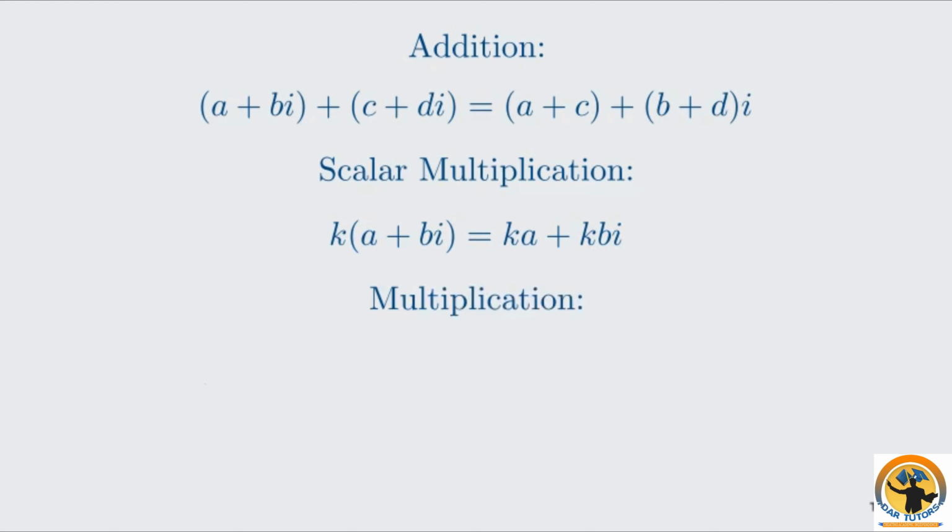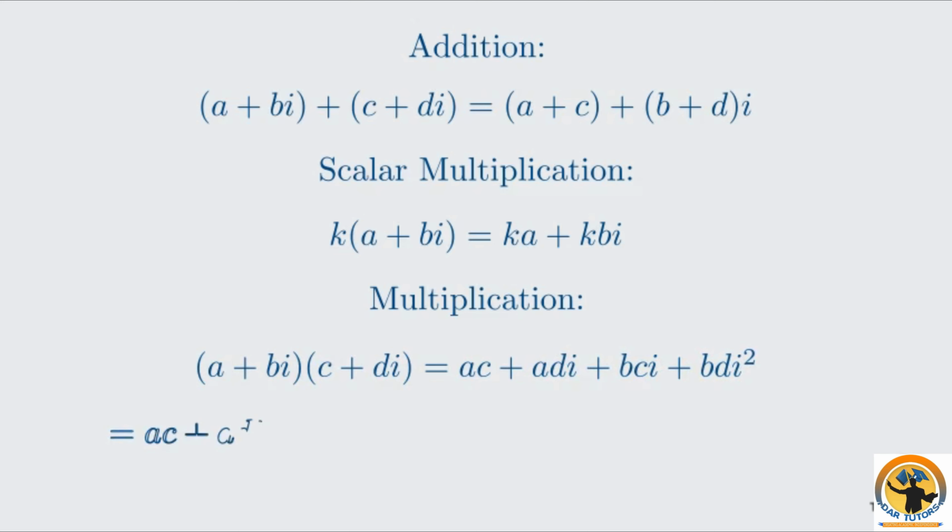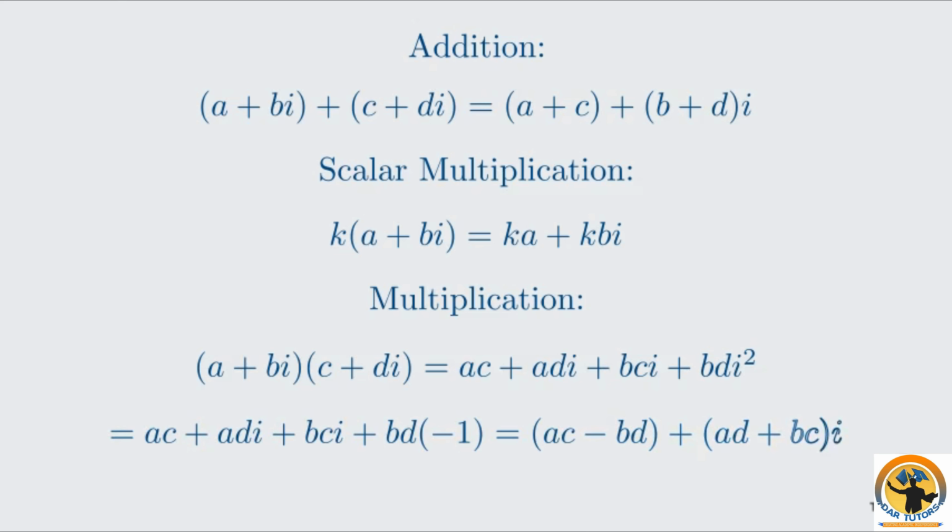Multiplication of two complex numbers also uses the distributive property. To find the product of a plus bi and c plus di, we multiply each term in the first parenthesis by each term in the second, just like expanding binomials. This gives us ac plus adi plus bci plus bd i squared. The final step is to substitute negative 1 for i squared and collect the real and imaginary parts. The product simplifies to (ac minus bd) plus (ad plus bc)i. Remember, the key is to always simplify any i squared term.